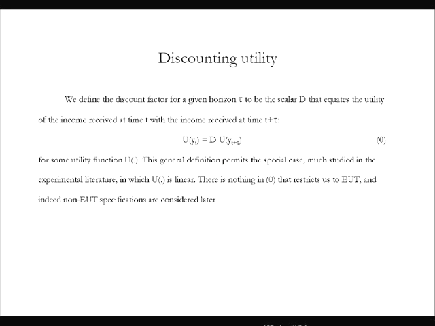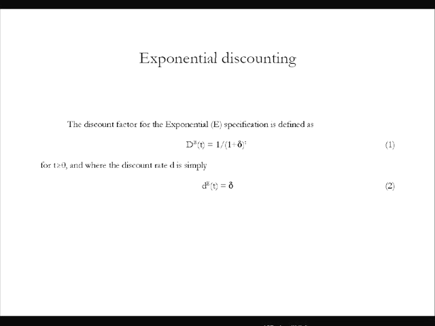This is really just the definition of discounting. So it's just the discount factor that makes you indifferent between the utility of some income at a later point in time and utility at an earlier stage. And then you can have different specifications for this discounting function. And the most popular one, or in the early literature, was this exponential discounting function here, and the implied discount rate is constant over time for this specification.